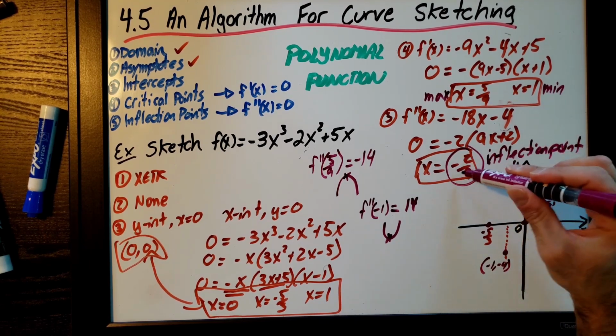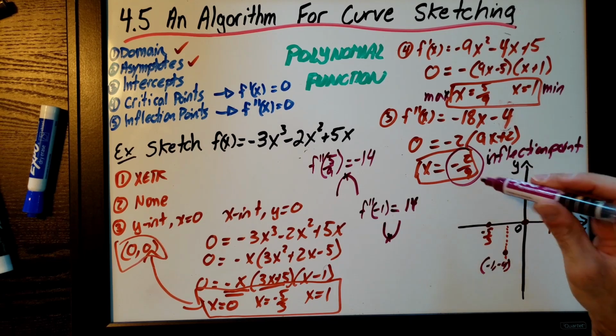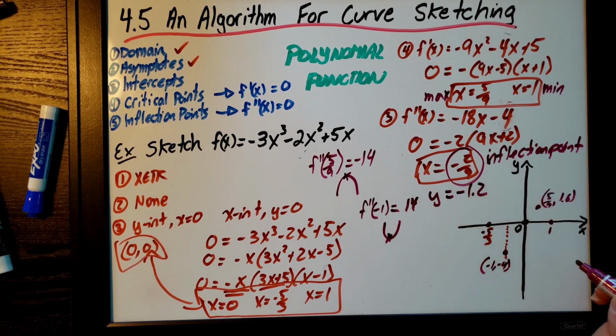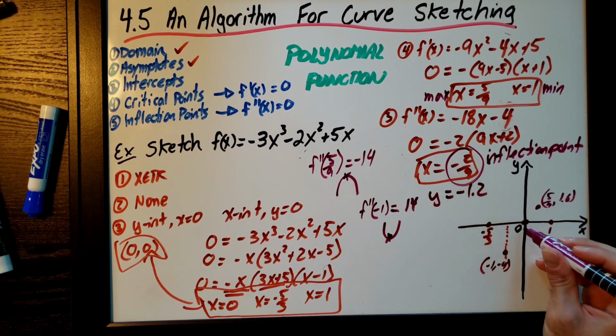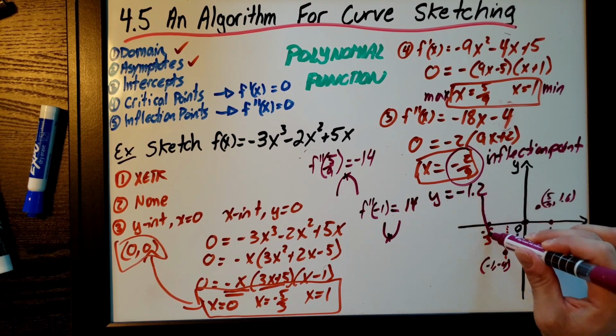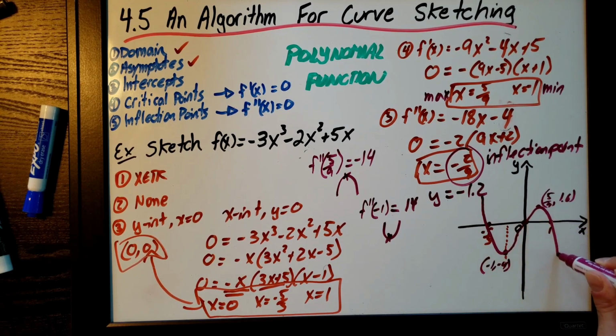So if I plug this number into my function just to see where it is on the graph, I'm going to plug in negative 2 over 9. My y value corresponding to this is going to be about negative 1.2. Okay, so my inflection point is going to be at negative 2 over 9, a little this way, and negative 1.2, like right here somewhere. So now I can connect my dots, see where I'm changing from concave up to concave down.